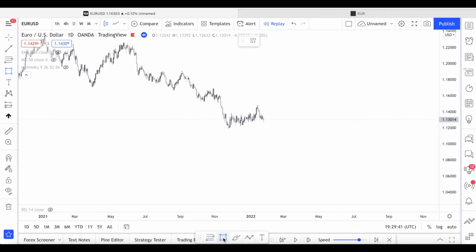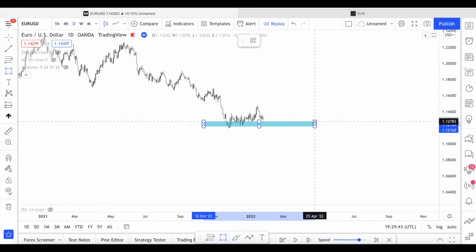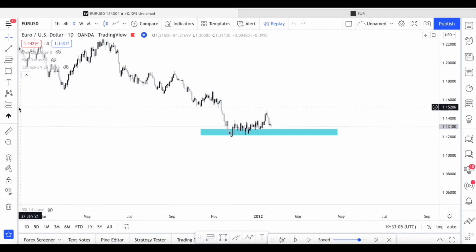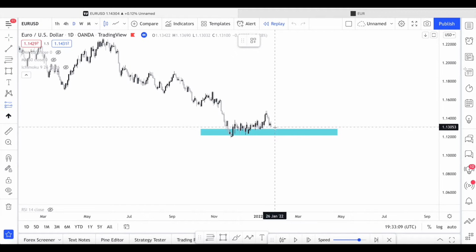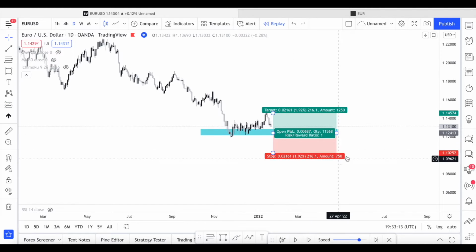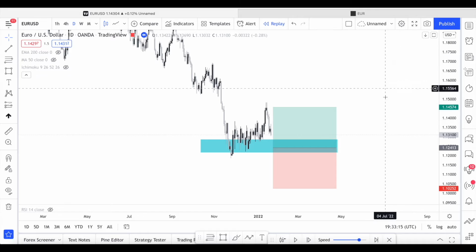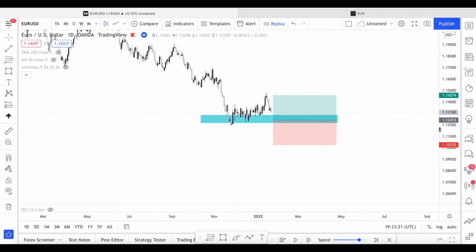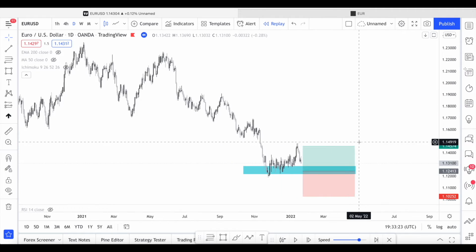Well, what we do is we draw our area of interest. So the final bit that we need to do is put in our entry. So what we'll do is we'll grab our entry tool and we'll put our entry down where the reasonable person would put their entry. And first of all, we're going to be looking to target this high as our initial point, and we are still in this trade currently as I'm speaking now, and our target is way up here.